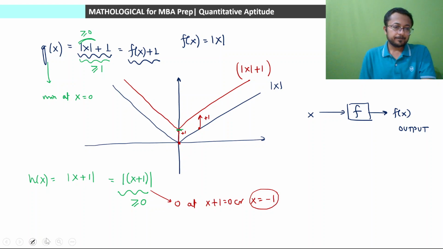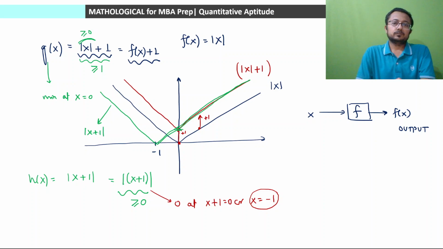Isn't it so? The graph will be in shape similar to mod of x, but it will be 0 at x equal to -1. So this graph will be like this. This graph is for mod of x plus 1. So this graph will be similar to mod of x plus 1 when x is greater than or equal to 0. But in other sections it will be different.